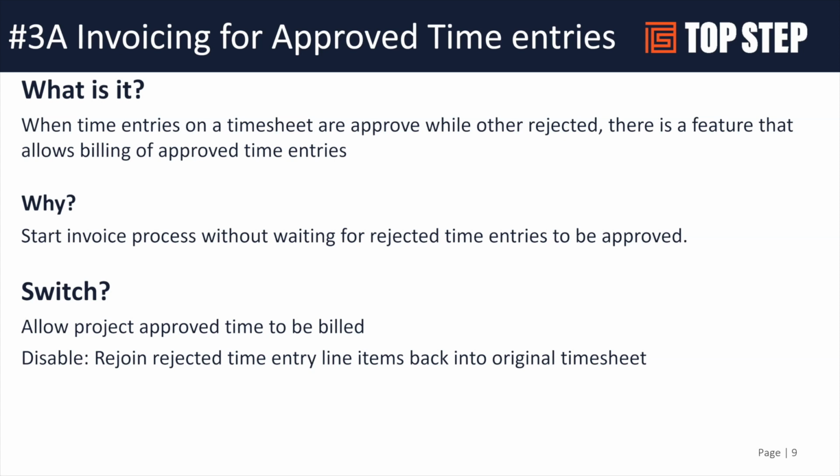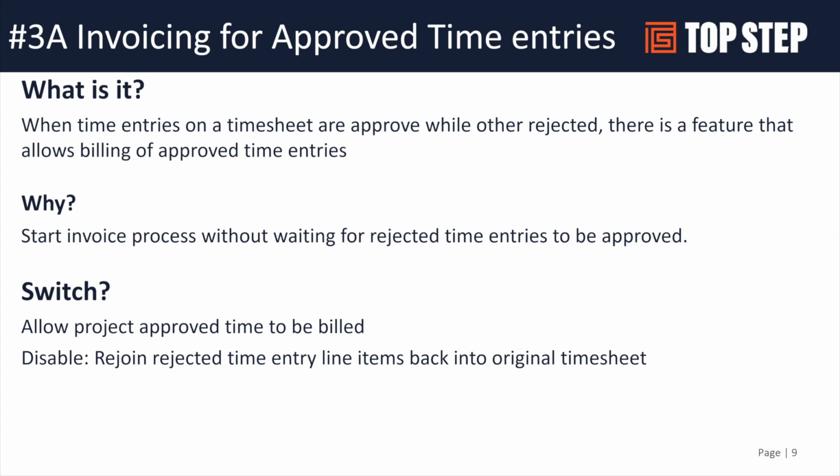You can't start billing. And the number one reason we see people want to use this timesheet is to be able to push it through to invoicing, and having that rejoin process interferes with that ability. So what you can do to solve that is enable a switch called allow project approved time to be billed. And if it's enabled, you have to disable the rejoin option. So again, they're mutually exclusive switches.